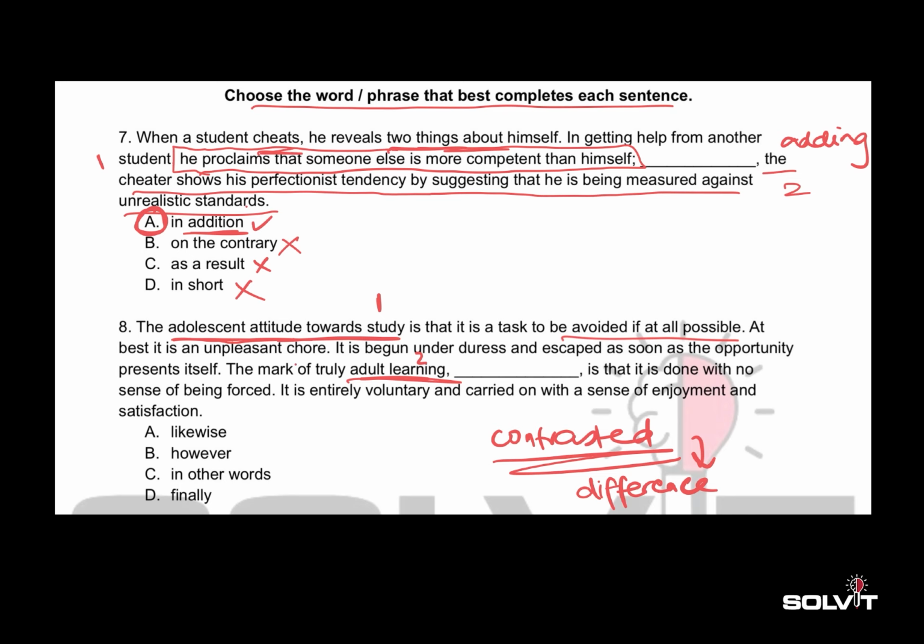So it's saying that the adolescent attitude towards study is a task to be avoided if at all possible, an unpleasant chore, and escaped as soon as the opportunity presents itself. But then it's presenting an opposite idea, right? From here on, the writer is presenting an opposing idea. The mark of truly adult learning. I hope you know that adolescent means young children, and adult means, of course, grown people. So the mark of truly adult learning, however, we can use the word however over here. Why? Because again, we are contrasting two different things over here. The mark of truly adult learning, however, is that it is done with no sense of being forced.